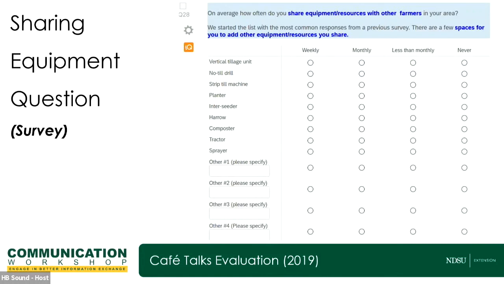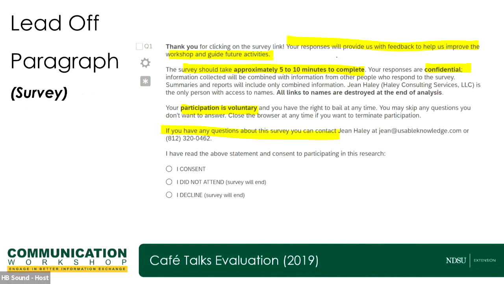But then, again, at the bottom, even if you can't read the words, the big spaces between those last four are for them to write in other equipment that they may have shared. Awesome. So that's the sharing equipment. We're almost finished up here.